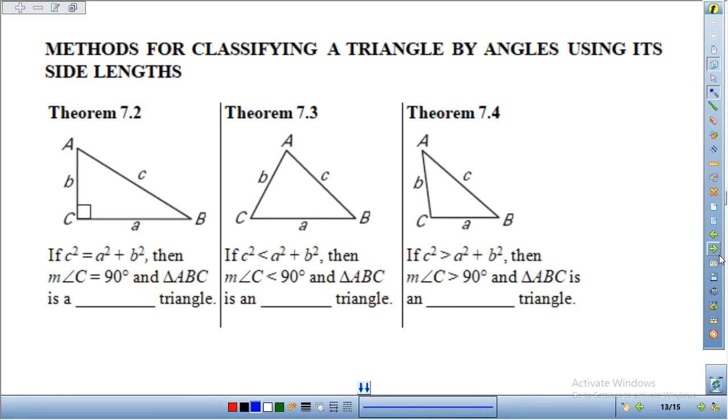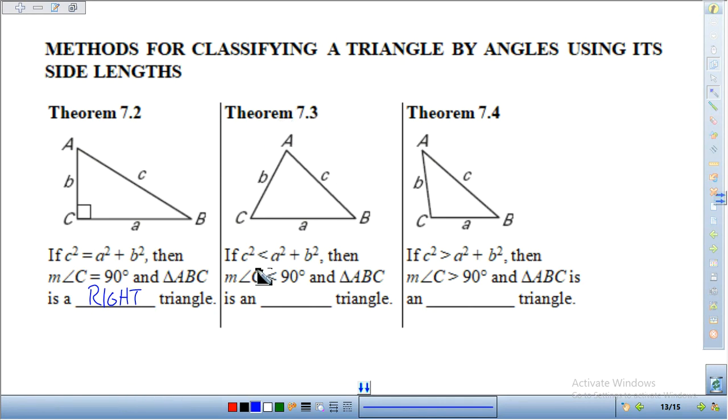All right, so next up, we're just going to summarize all those theorems together, get them all in one place so that we can see them and have an easy reference. In Theorem 7.2, we said that if c squared equals a squared plus b squared, we know that c is a right angle, and so therefore it is a right triangle.